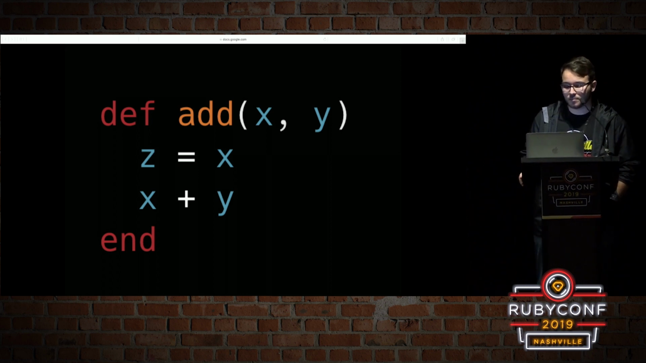While this is a pretty harmless example, consider in a larger application, instead of this z equals x, we might be making some network call or doing some expensive operation that could cause the user to wait unnecessarily.